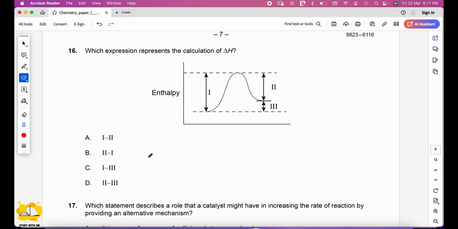All right, for number 16, which expression represents the calculation of delta H? It's very, very clear that this is reactant and product. So this one and this one as well. So the answer will be A.